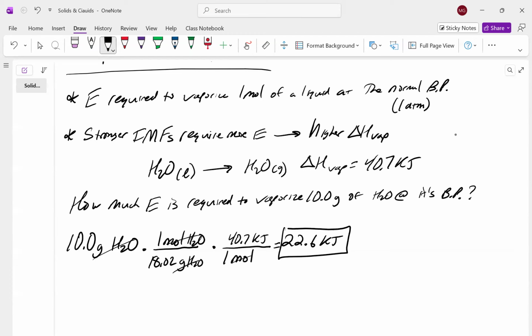Now, one thing I want to point out here is the sign. Notice this delta H vaporization is a positive value. What does that mean? Well, that means it's an endothermic process, which makes sense. In order to heat something up, you have to provide energy.